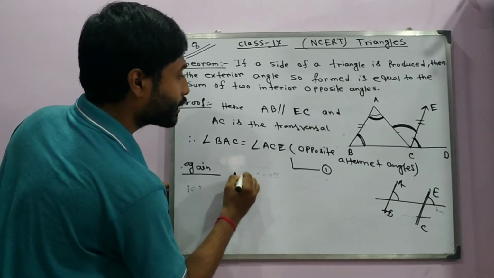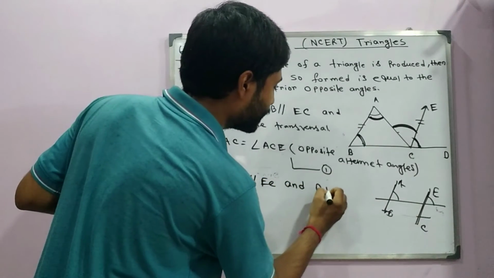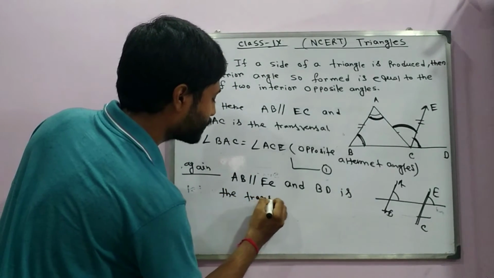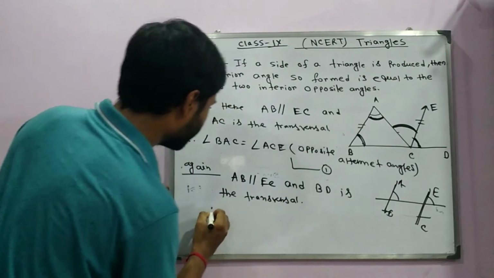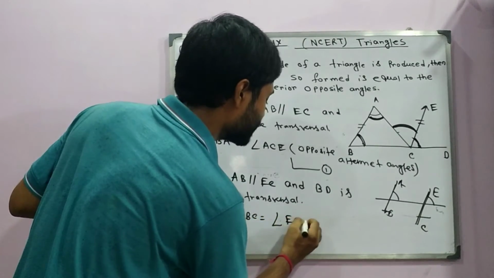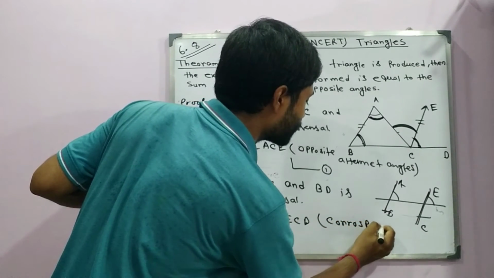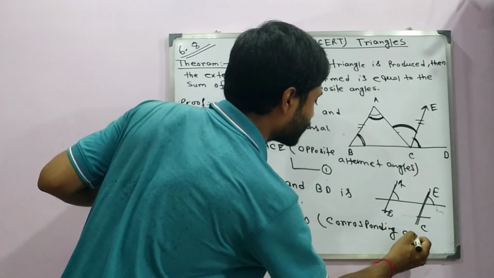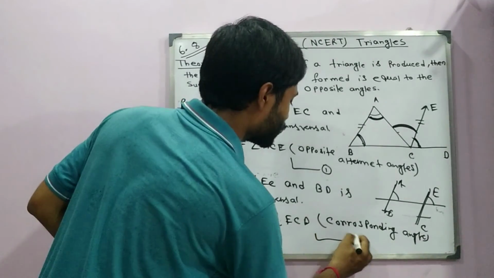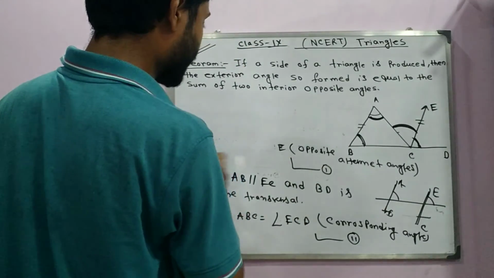Again, AB parallel to EC and BD is the transversal. Therefore, angle ABC equal to angle ECD. Reason: corresponding angles. Let it be named as 2. Now adding 1 and 2, what will we get?